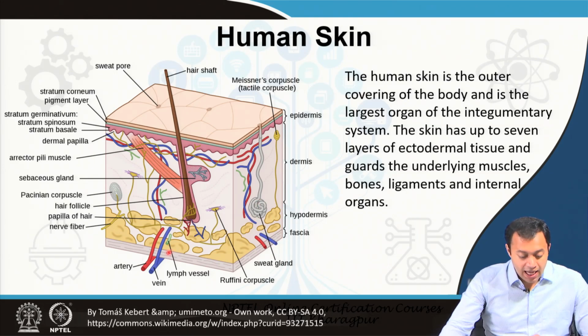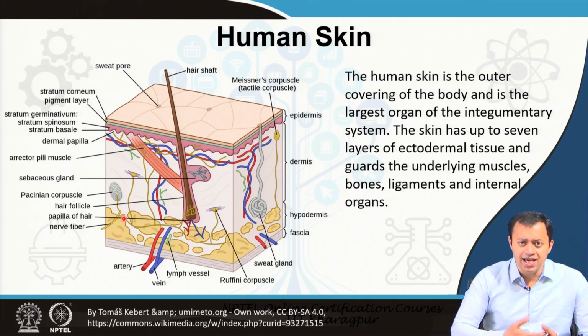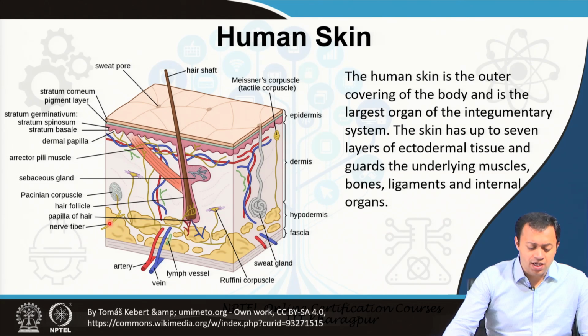Then you have lymph vessels and lymph nodes. Obviously, you will have veins and arteries and capillaries. There are several corpuscles. Nerve fiber, of course, there has to be nerve fiber that takes the information regarding pain, heat, cold, or any skin-based sensation that you feel, because of this nerve fiber.